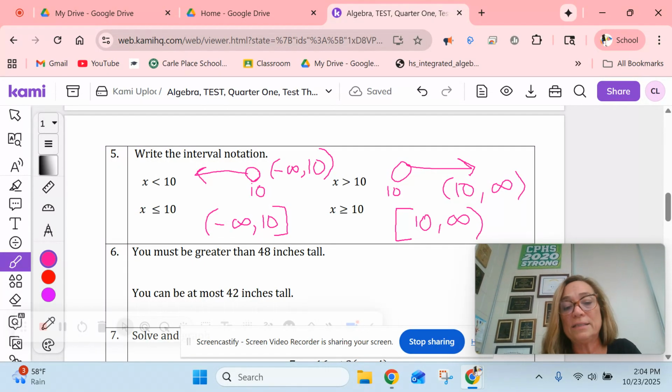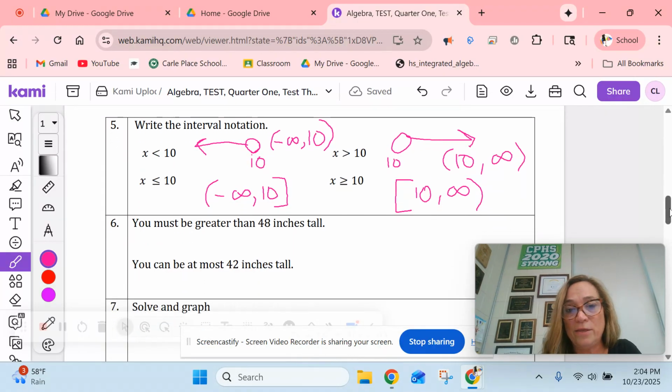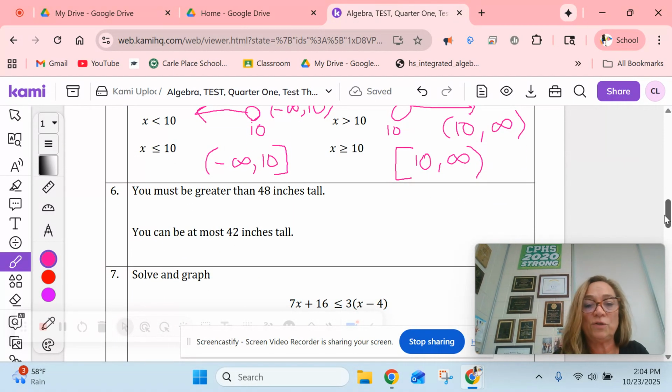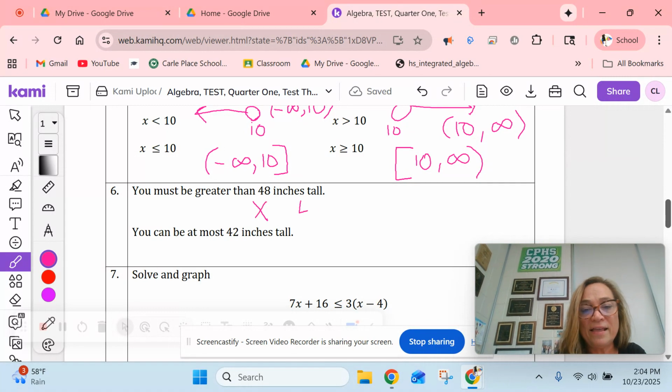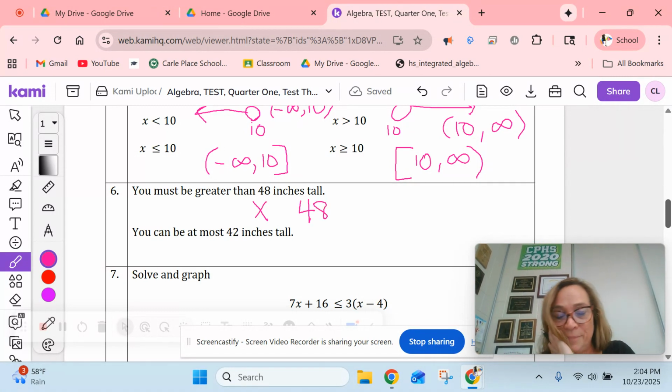And that's the difference. All right, you must be greater than 48 inches tall. So I write the x, I write the 48, and then I think about it. So greater than, well, that's just that greater than symbol. That's pretty easy.